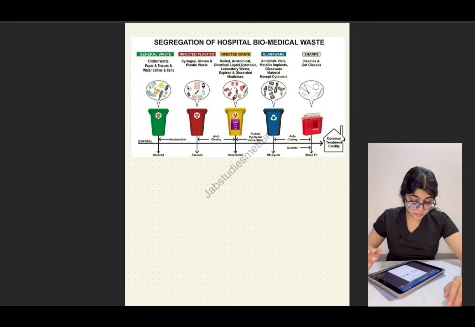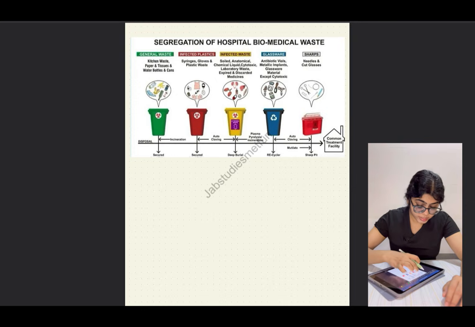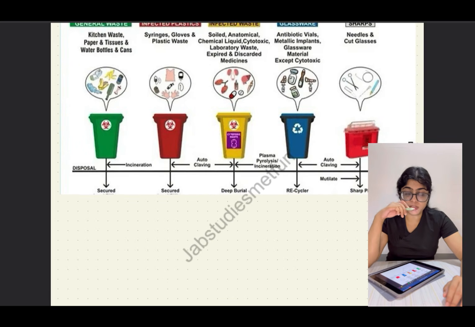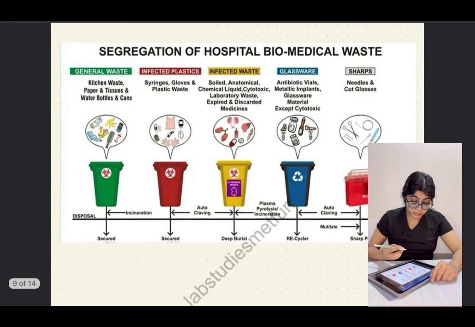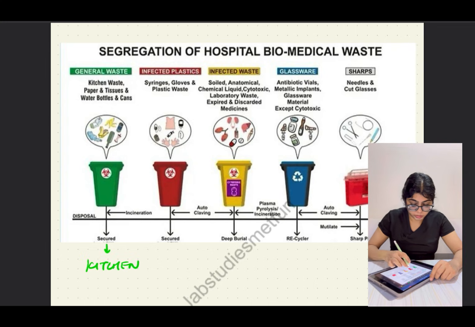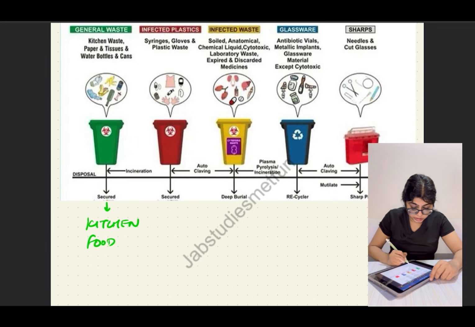We have a very important image over here, that is the segregation of hospital biomedical waste. Why this is important is at least one question from this is asked every single year. So please pay attention to this particular topic. The first one is green colored bins, which include your general waste, like kitchen waste, like anything that comes from your kitchen, that comes from food waste, and any general sort of waste will go to the green colored bin, that is non-infectious.